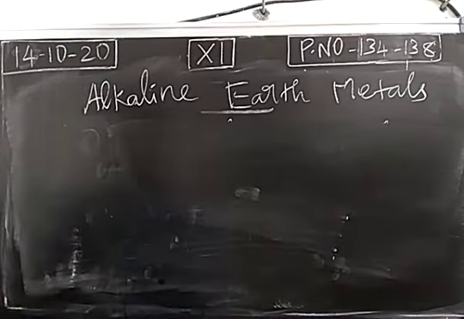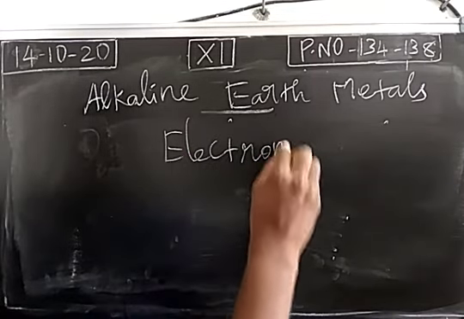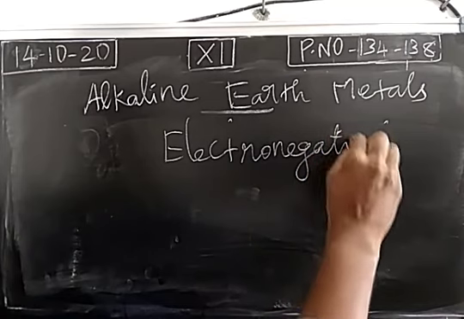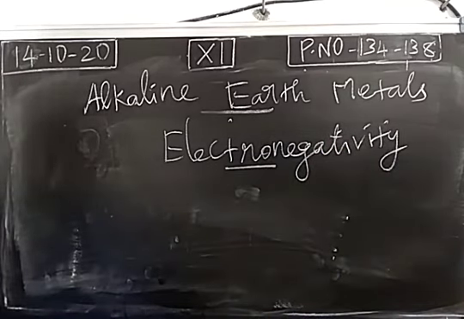Next one, electronegativity. So this is another periodic property. This is like ionization potential. The trend will be like ionization potential. Left to right increases, top to bottom decreases. Comparing alkali metals, alkaline earth metal will have more electronegativity. Top to bottom electronegativity decreases.